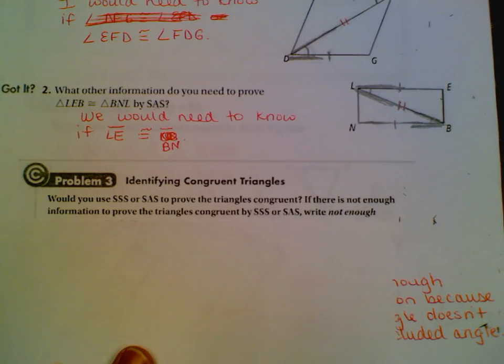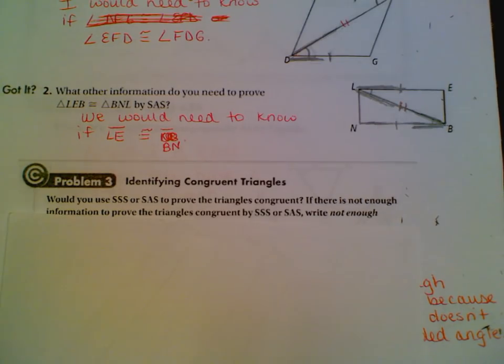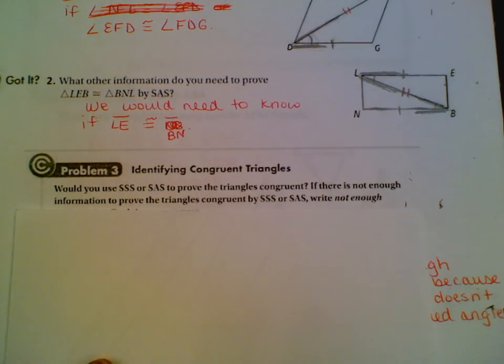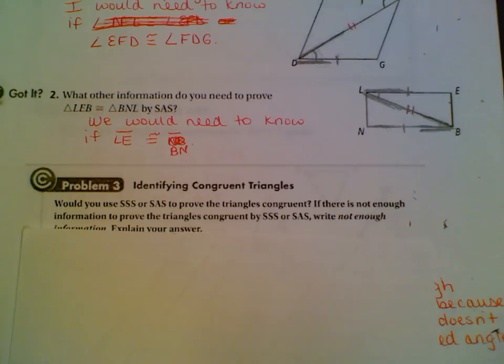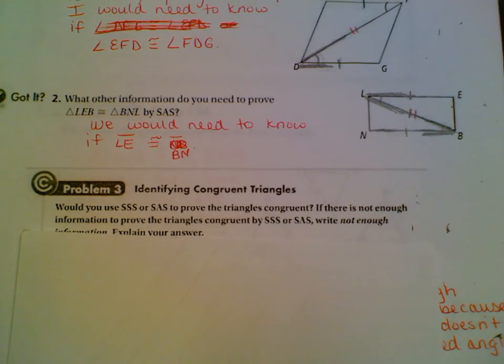Alright, this last part is where you're just going to decide if we have enough information, if they're congruent or not. So it says, would you use side, side, side, or side angle side to prove the triangles are congruent? And if not, write not enough information and explain.